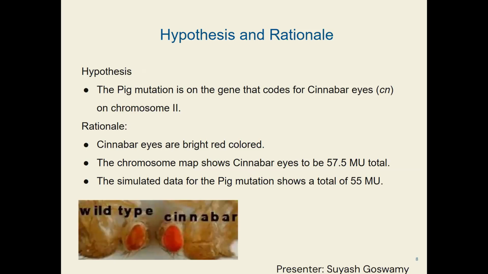This slide represents our working hypothesis regarding the pig mutation. Based on the observed phenotype, which is bright red eyes, we hypothesized that the pig mutation may be on a gene that codes for cinnabar eyes, also known as CN, located on chromosome 2. The rationale for this hypothesis is that the cinnabar phenotype is also characterized by bright red eyes, which closely resemble the pig mutant. Secondly, according to the chromosome map, the CN gene is located at 57.5 map units, which aligns closely with our simulated mapping data for pig, which showed a total of 55 map units.